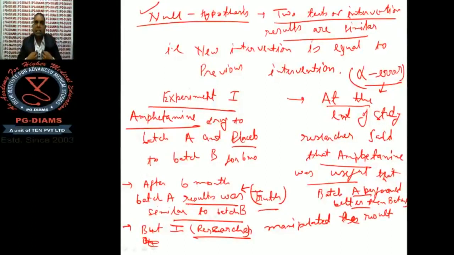But since I was a dishonest researcher, since I want to prove that my drug is better, I said that amphetamine is better than placebo. This is type 1 error. This is the p-value. If I am making this mistake of saying that my study result is significant, even when it is not significant, it is type 1 error. The p-value is the probability of rejecting the null hypothesis when actually it is true.